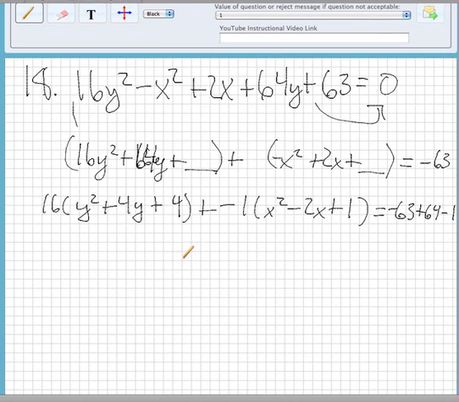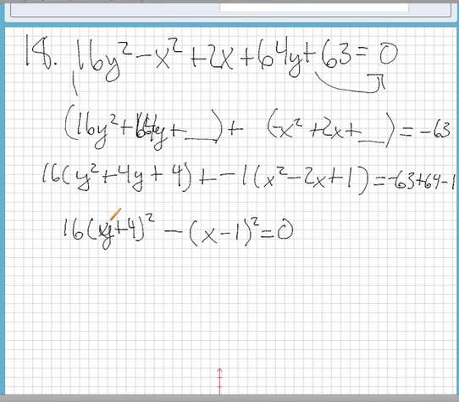So this is where the problem comes in. So we have 16 times y plus 2 squared minus x minus 1 squared equals 0. And that doesn't look like our standard form for hyperbolas, but we're still going to find the graph of this. This is actually called a degenerate hyperbola.